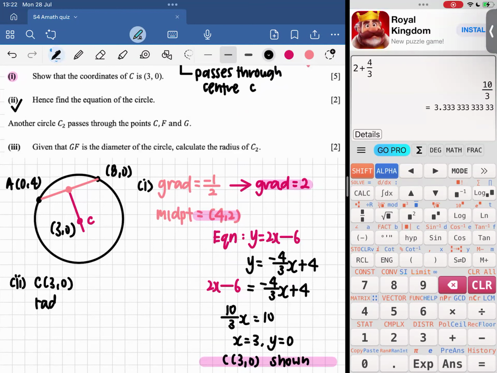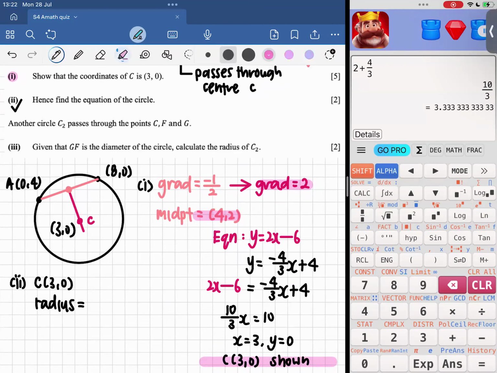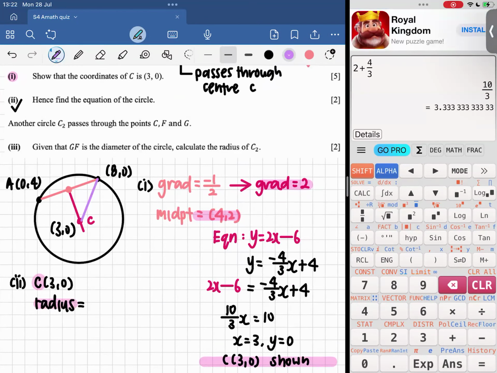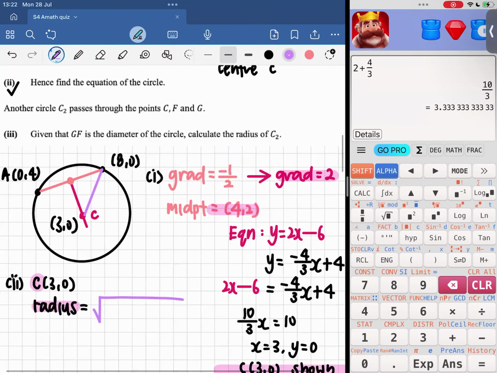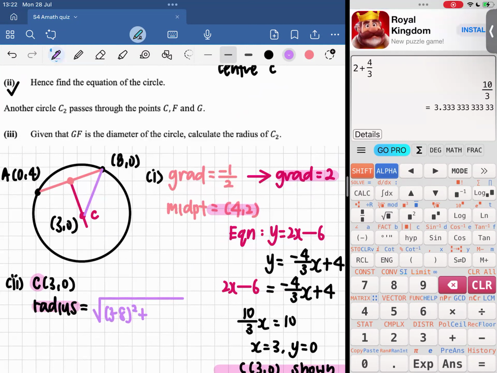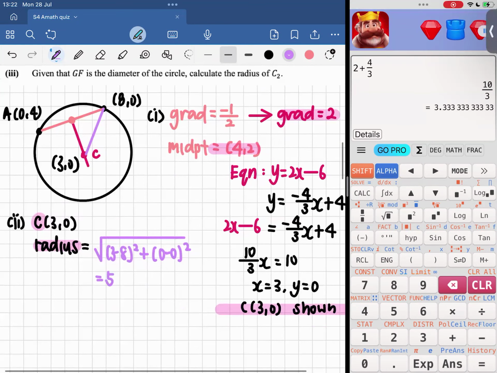What else do you need for the equation of a circle? You always need two things: the center as well as the radius. Where's the radius? You can see the radius is this line over here, or the other side also can. Just use your length formula, guys. So 3 minus 8 squared. I'm not really drawing it to scale if you can tell, but it's okay. 3 minus 8 squared, then 0 minus 0 squared. So the radius will actually be 5.